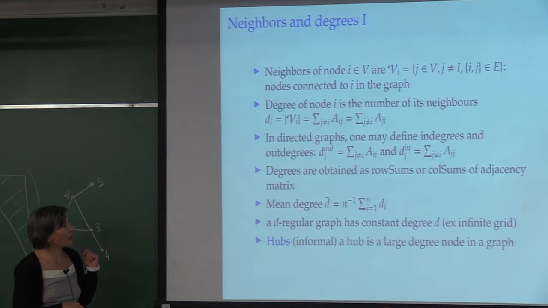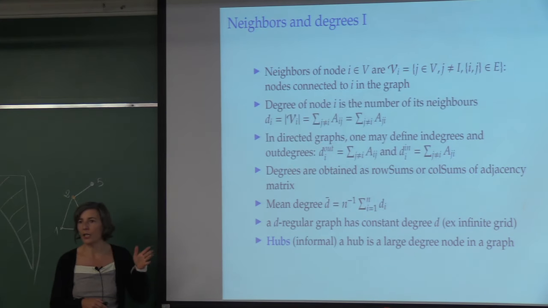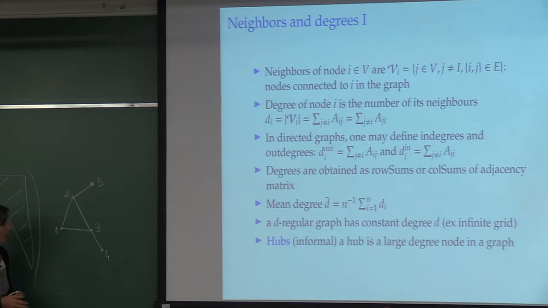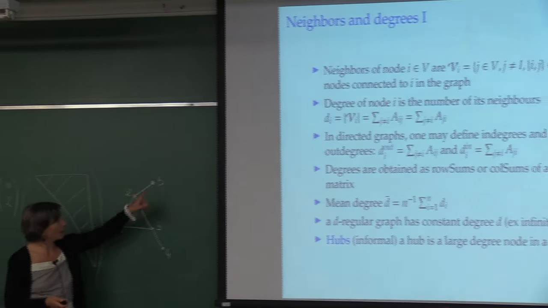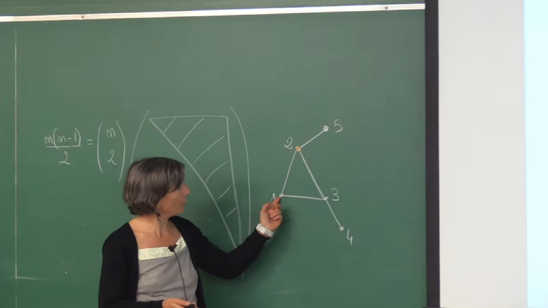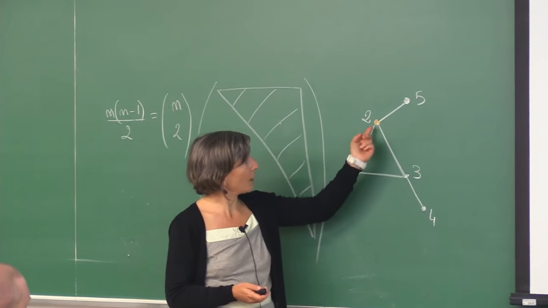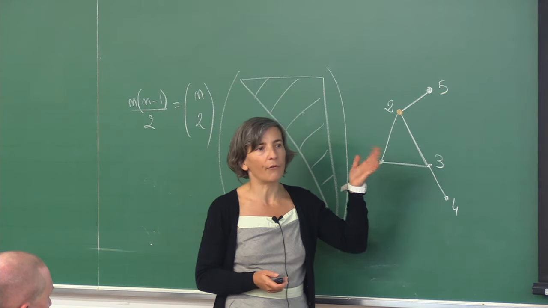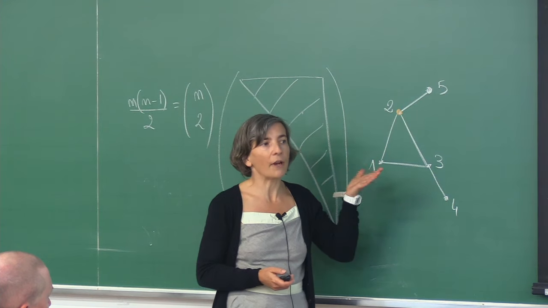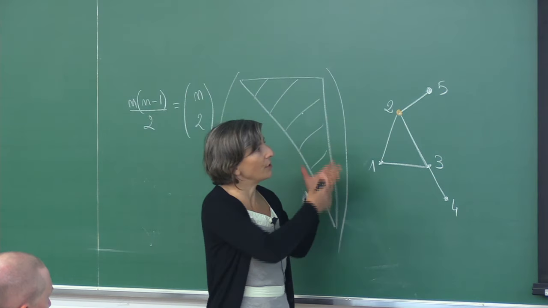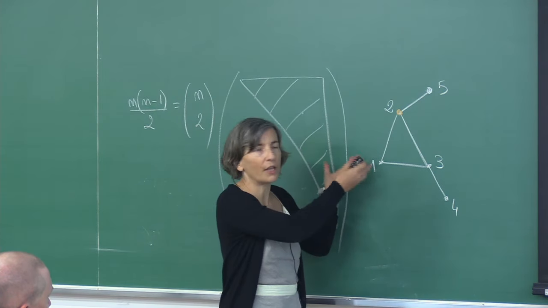And then you could consider the mean degree. So the mean degree is just the average of all the degrees of each node. So for instance, in this very simple graph, you have those two nodes that have degree only 1. And this one has degree 2, this one has degree 3, as well as node number 2, which has degree 3. And then you could think of making an average, and this characterizes, in some sense, the degree in the graph, and so the topology of the graph.